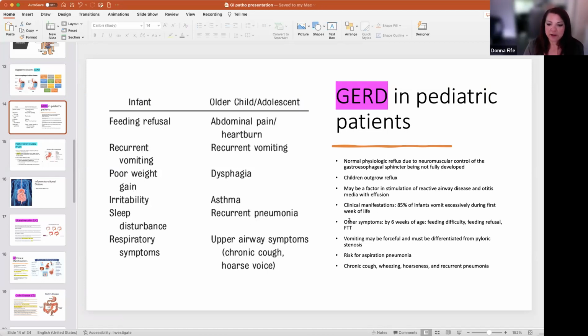It can have chronic cough, wheezing, hoarseness, and recurrent pneumonia. That's more so in the older child or adolescent. This chart here shows the differences of what you might see in the infant and the older child or adolescents with GERD.